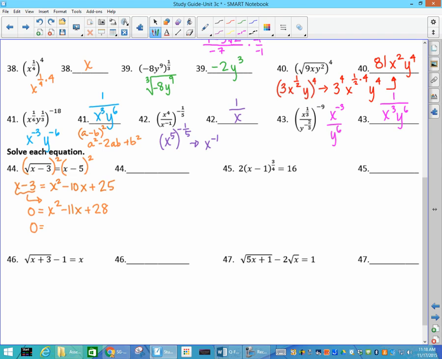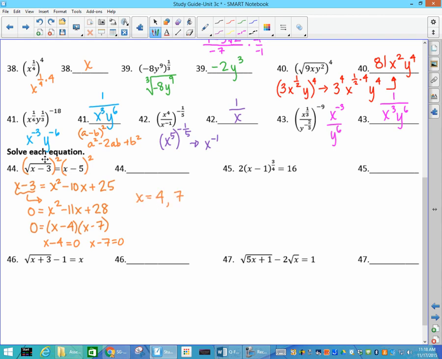Okay? Pause if you need to. Come back. x minus 4, x minus 7 is how that factors. So when I set each factor equal to 0, x minus 7 equals 0, then I find out that x equals 4 or 7. I'm going to write it here because I actually need to check.